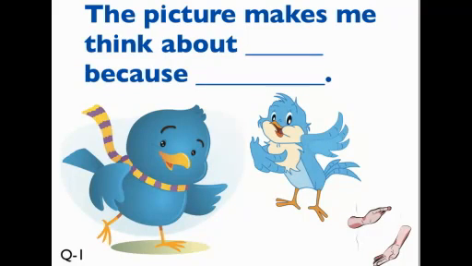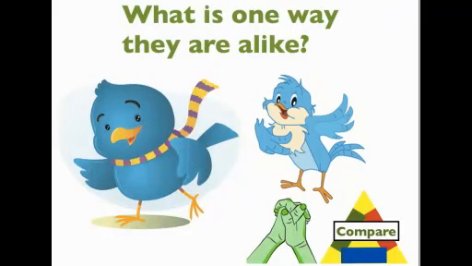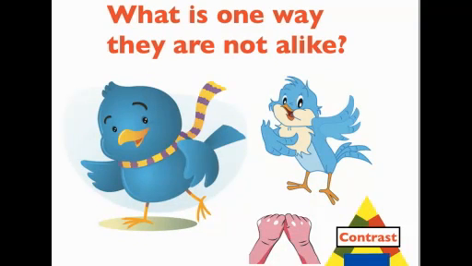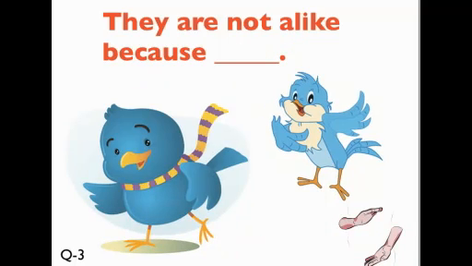That's right, Loftus. So let's just see how this sequence unfolds. What is one way they're alike? There's the sentence frame. They're alike because. What is one way they're not alike? There's the sentence frame.